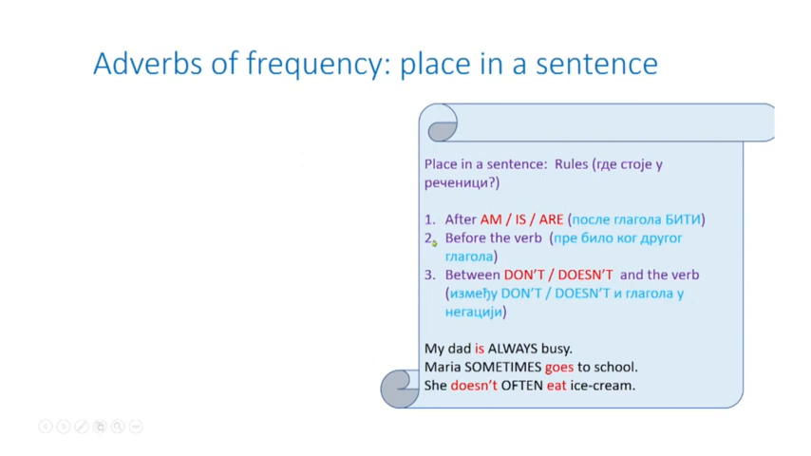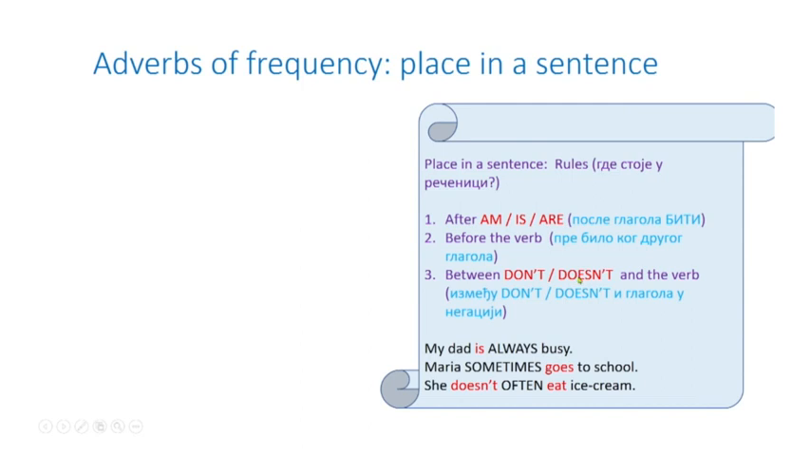Rule number 2. Before the verb. Ukoliko je neki drugi glagol u pitanju koji nije glagol to be, adverb of frequency, znači prilog za učestalost, stoji pre njega. For example, Maria sometimes goes to school. Marija ponekad ide u školu. So goes je glagol and sometimes goes before. Rule number 3.